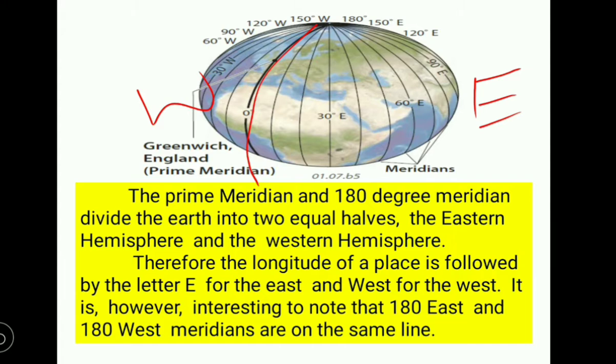For all the degrees that have the alphabet E, all those longitudes are located in the eastern hemisphere. In the western hemisphere, all the longitudes are located there, and after the degrees they are marked with W. So the meridians are on the same line.